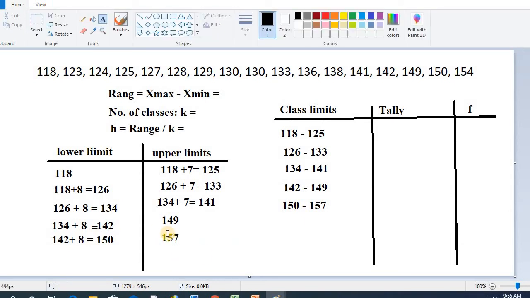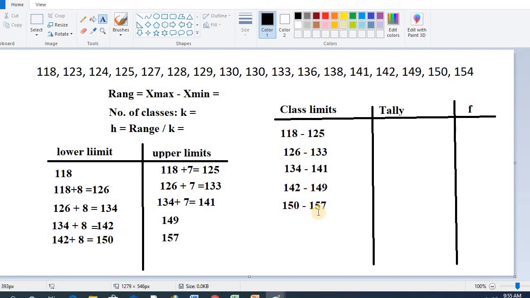Okay, so we can write the class limits. Lower limit is 118 and upper limit is 125. Lower limit is 126, upper limit is 133. Lower limit is 134, upper limit is 141. Lower limit is 142 here, upper limit is 149. So we express in this form. These are called the lower class limits and these are called the upper class limits.